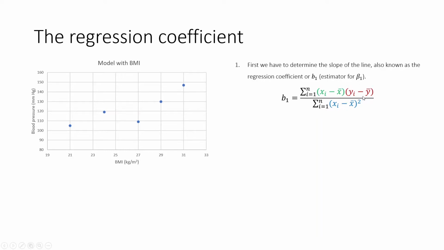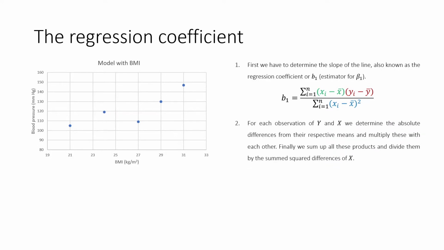We've seen those differences from each observation of y to the mean, and something similar happens to the observations of x, which is BMI in this case. So all of these calculations are things that we've already seen when we were dealing with the differences from the mean. So what we're going to do in this formula is that for each observation of both y and x, we first determine the differences from their respective means. That's what happens at the top of the formula. So for each observation of x, we subtract the mean.